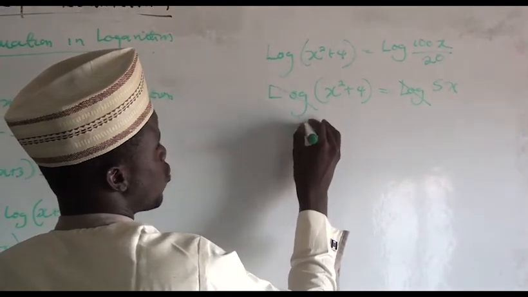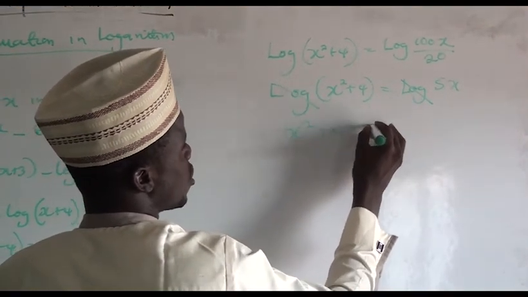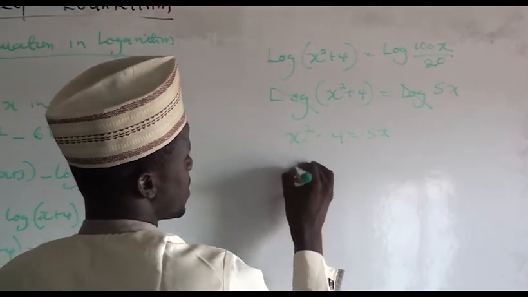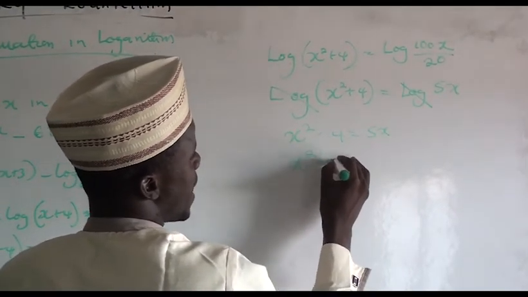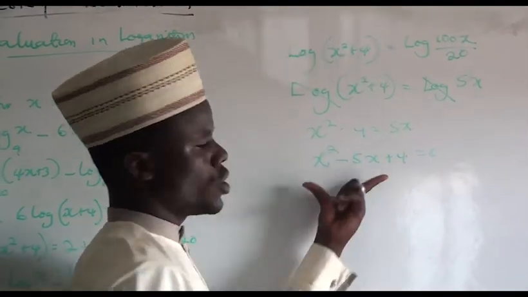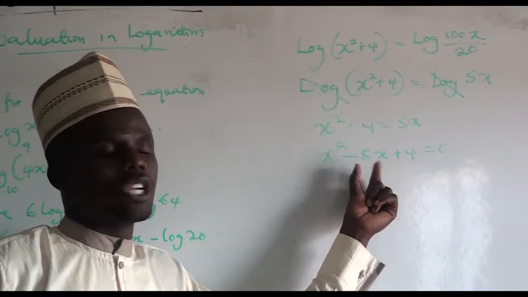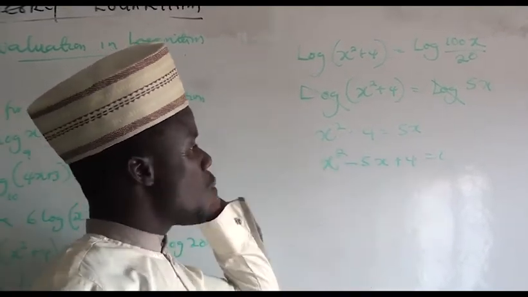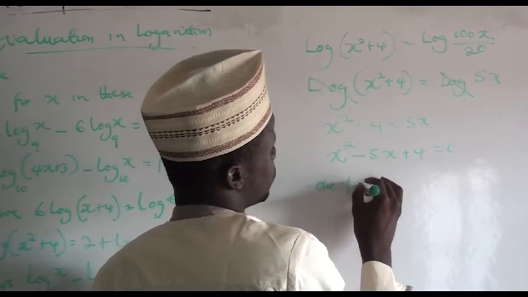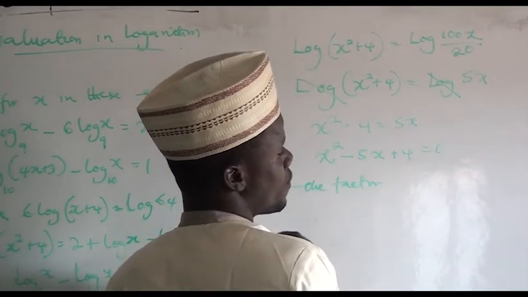Here we have x squared plus 4 equals 5x. So we can transform this to x squared minus 5x plus 4 equals 0. It has now become a quadratic equation. So how can we solve this? We have to use factors, we have to factorize. So here we can look for the factors.